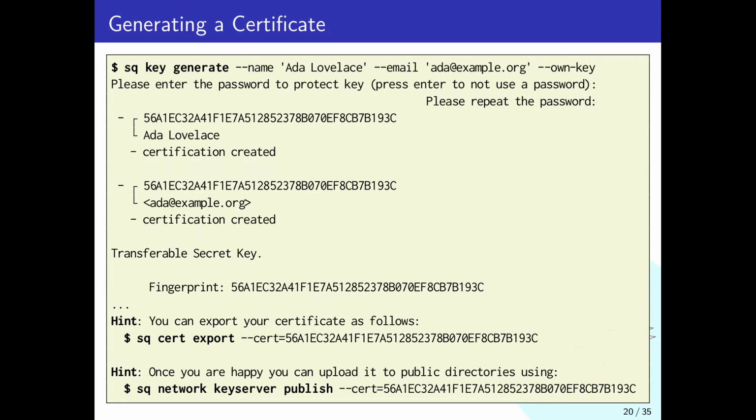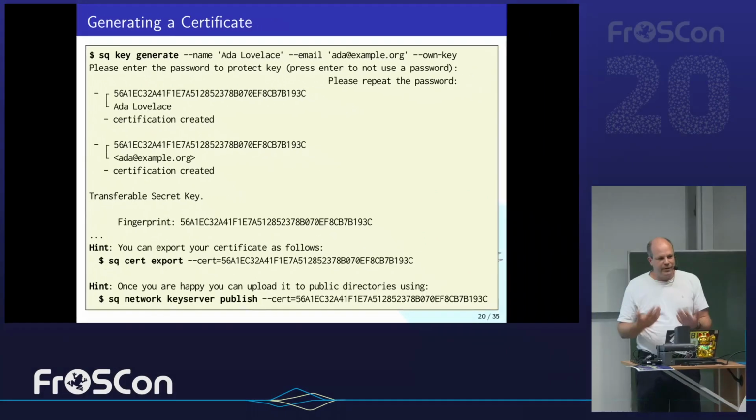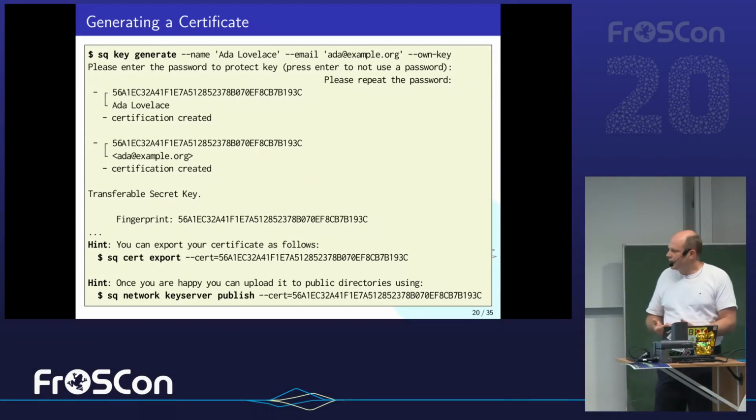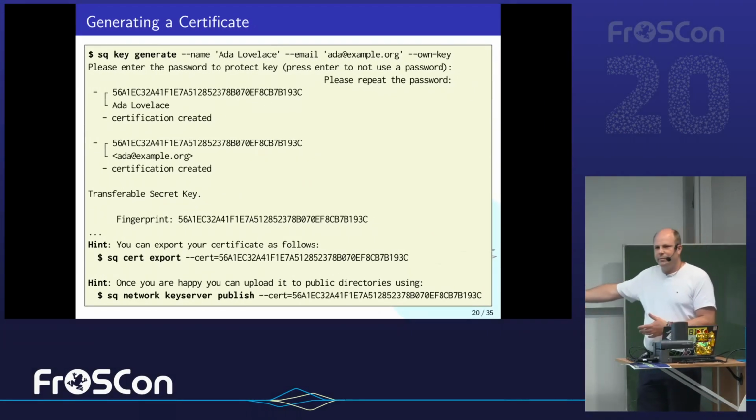All right, so we generate a certificate. This is what it looks like. And look at this, we even get some hints down here about what we should do next. One thing you could do is export the certificate to a file, and then attach it to an email. Or you could publish it on a key server using SQ Network Key Server Publish. So users don't need to memorize all of these commands and necessarily follow recipes online, because the recipes are already embedded in the output.